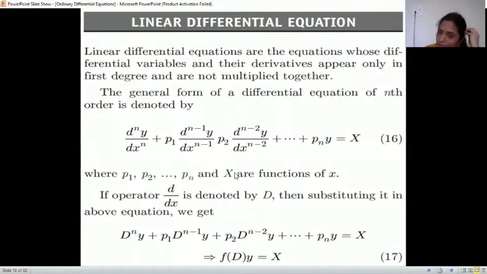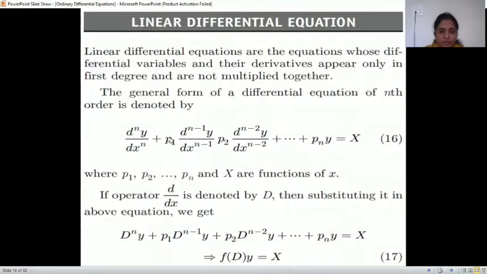Okay, next is the linear differential equation, which we have studied in our class. What is the form of the LDE with constant coefficients? This is a derivative of order n, with some constants multiplied to it. Then we keep reducing the order, and so on. So this is the general form of a linear differential equation where p1, p2, pn are constants and X is a function of x, right?